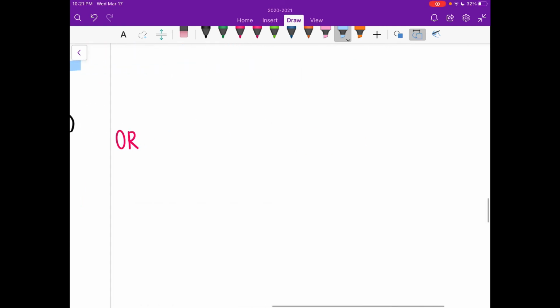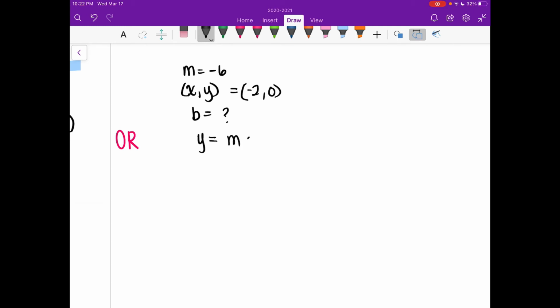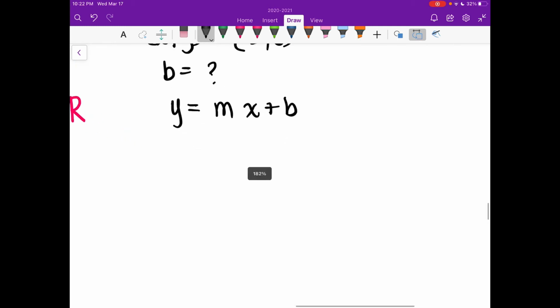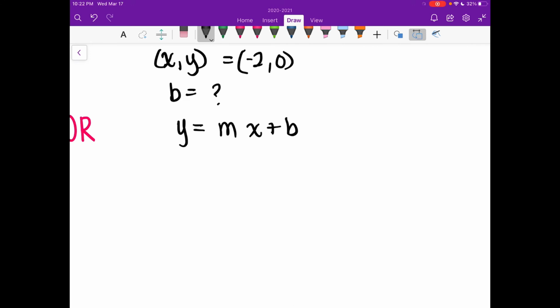Or what you could have done is say, okay, I know m is equal to -6, right? I know x and y are -2 and 0, right? I need to just find my b. So if I have y equals mx plus b, I can just substitute all these values in. So I can say, okay, y is equal to 0, m is equal to -6, x is equal to -2, plus b. That's what I'm looking for, right?